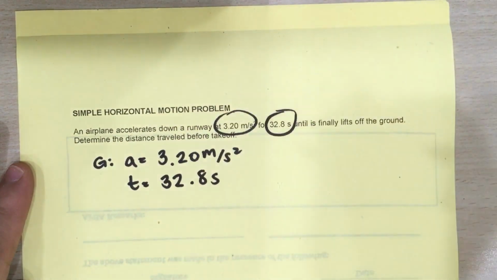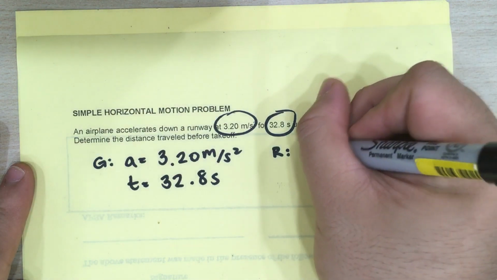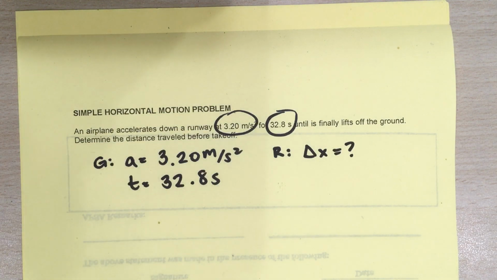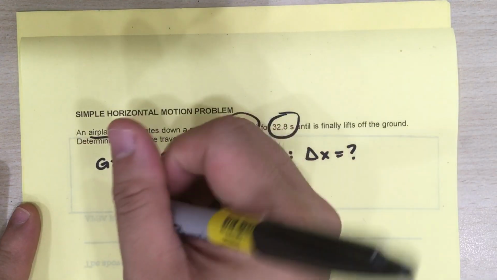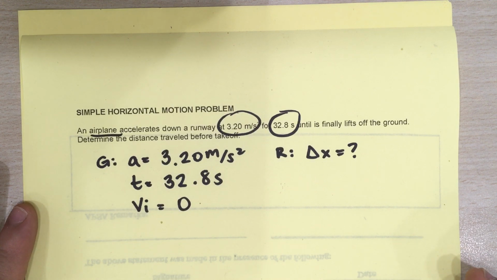32.8 seconds. And we're being asked, R means required, we're being asked to determine the distance traveled by the aircraft before it takes off. So we're looking for delta x, displacement. Okay? Now it seems like there's something missing here, but actually you have to take note that when you are dealing with aircraft in particular, you start off with 0 because your airplane starts from rest and then it accelerates down the runway and then it will build up speed. So one assumption for airplane problems is that VI is 0. Okay? So we're given delta x, we're given VI, we're given time, we're given A.